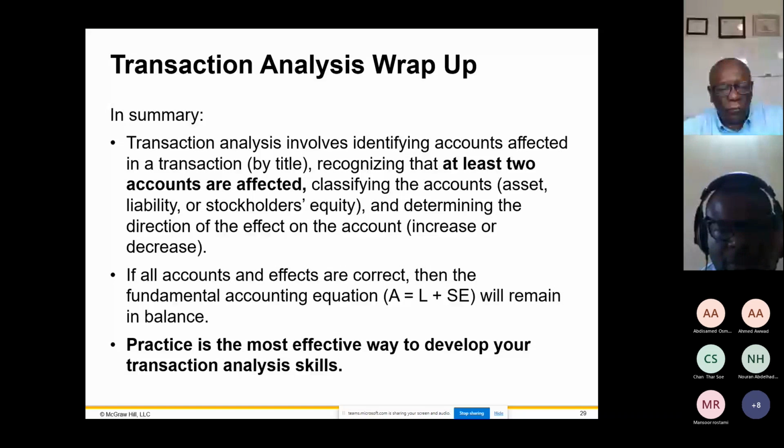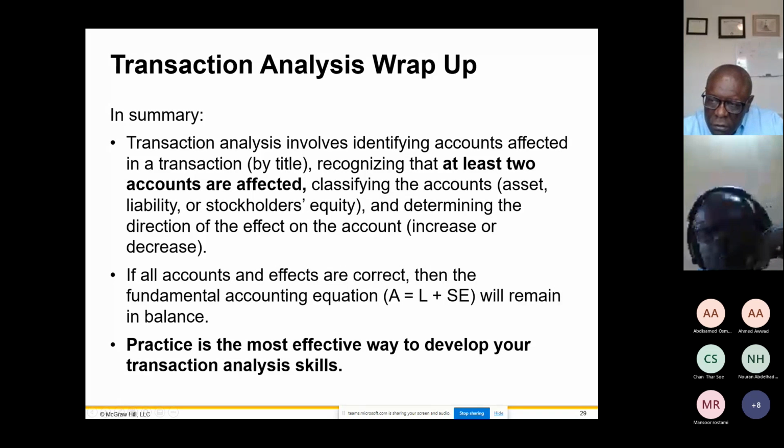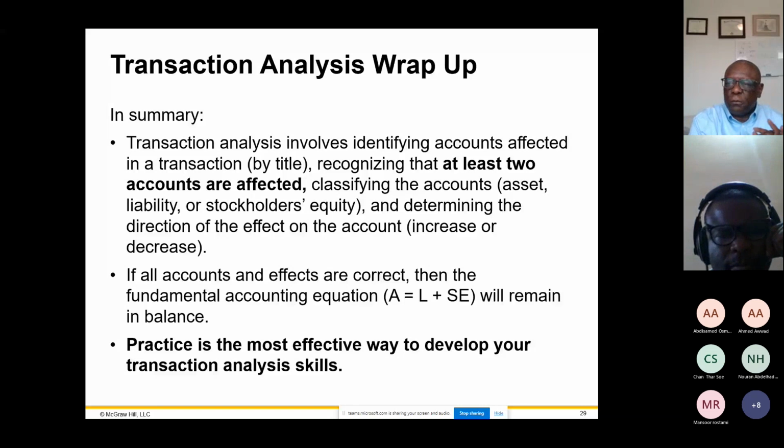Like I keep saying, if all the accounts and their effects are correct, you have identified all the accounts and put in all the values as they are. If you remember the last one we did, the multiple accounts, you increase the equipment and intangible assets. Those were two accounts, and there may be more. But when you add everything up, the total of $31 was taken, so that balanced our equation. If all the accounts and effects are correct, then the fundamental accounting equation, assets equal liabilities plus stockholders' equity, will remain in balance.